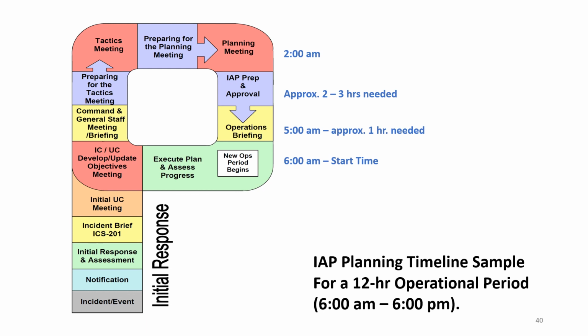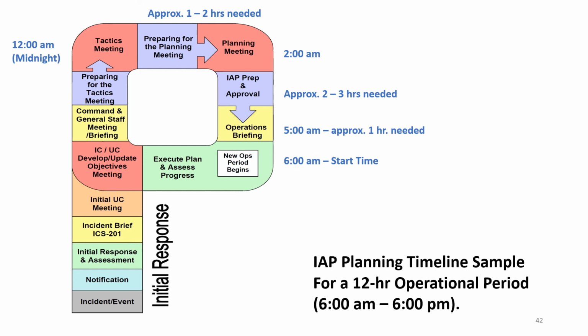Before we can have the planning meeting, operations, logistics, and finance sections must prepare for it, prepare and approve, request for resources, hash out any issues, and so on. So the preparation for the planning meeting will most likely take about 1 to 2 hours, which means that we now know that our tactics meeting should be scheduled for approximately 12 a.m. midnight.